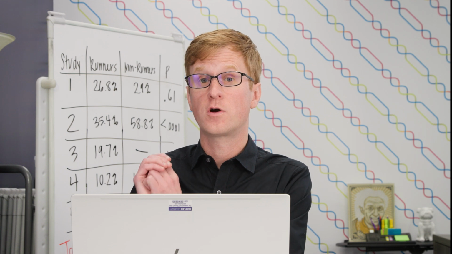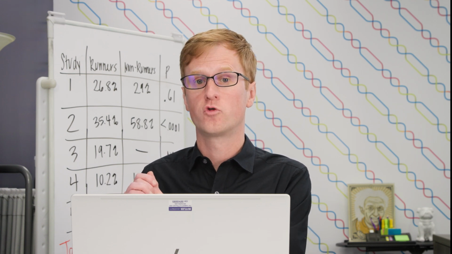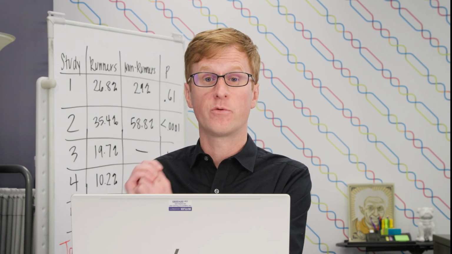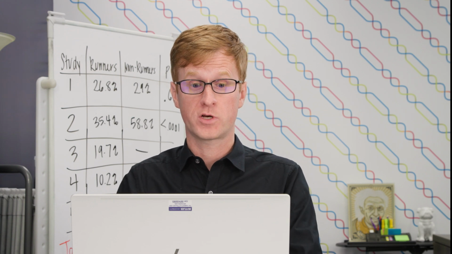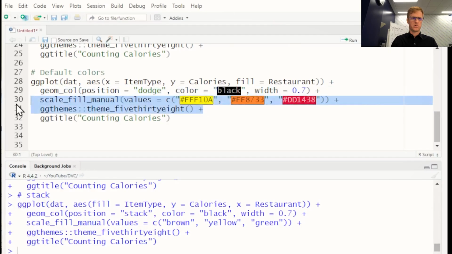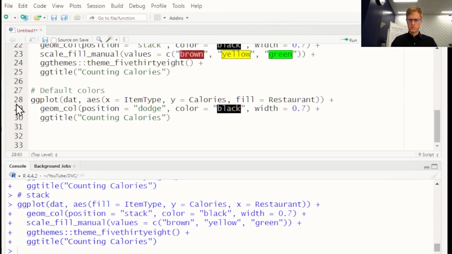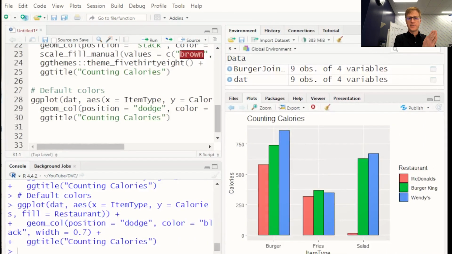So let's go back to our original arrangement where we were grouping by item type, but let's get rid of the theme and the manual color setting. And now we're using the default colors, so we really need to look over to the right to figure out which restaurant is which color. It's not the end of the world, but it's just a little bit harder to read.